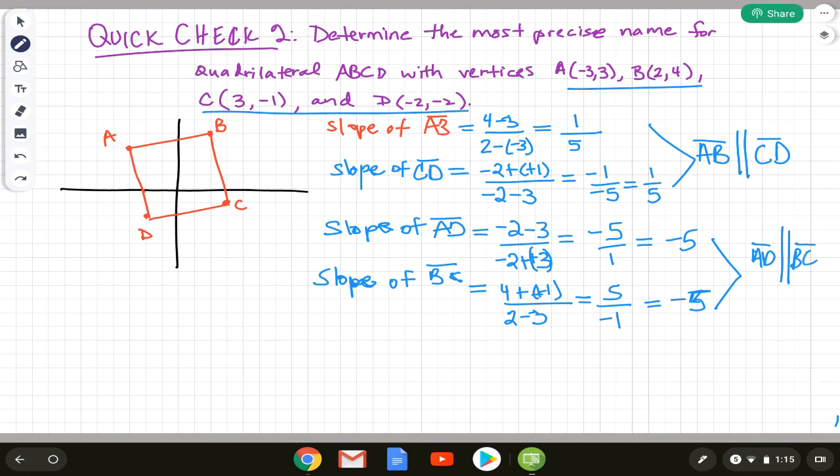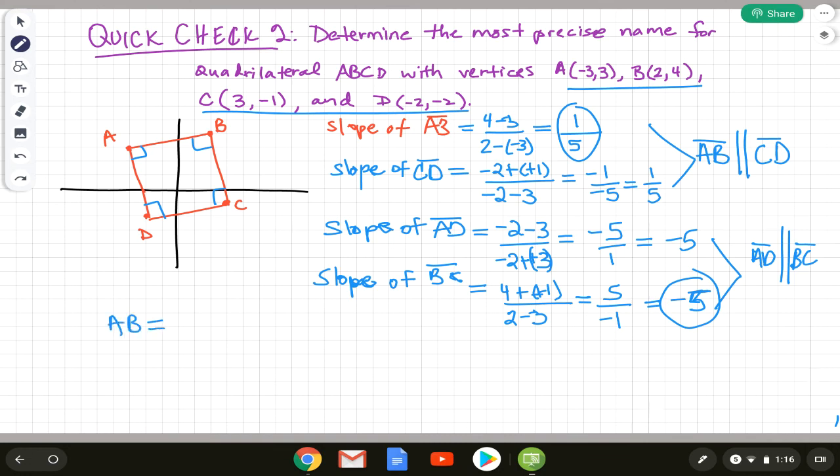Okay, now another thing that I could look at is how do the slopes of AB and BC compare? So if I look at AB here and BC here, they are negative reciprocals of each other. So what ends up happening is all of these end up being right angles in the corners because the adjacent slopes are negative reciprocals of each other. So this means it's at least a rectangle. It's possibly going to be a square. So I would need to check the distance.